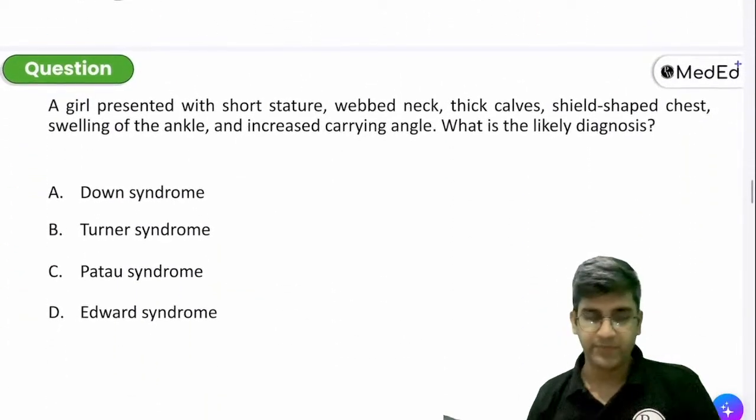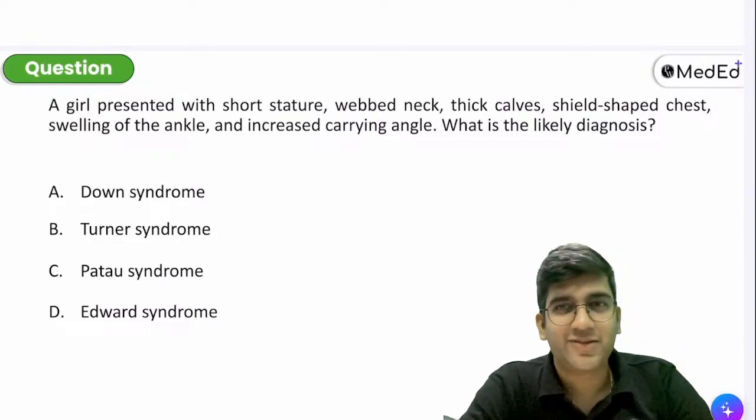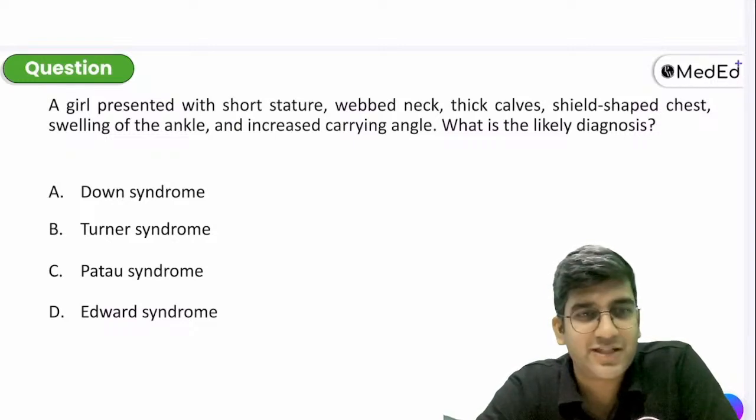Okay, next question. It's a simple question. It might be covered in pediatrics, OBG, multiple places. I just put some questions because they need representation, that's all.